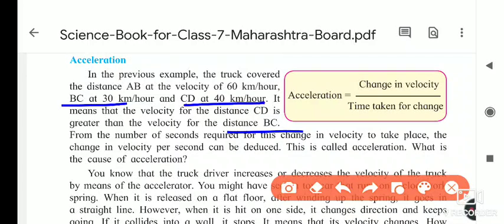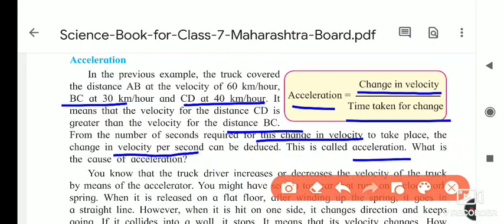From the number of seconds required for change in velocity to take place, the change in velocity per second can be deduced. So what they told you: the number of seconds required for the velocity to change. Every second the velocity is changing, and that change in velocity per second can be deduced, and this is called acceleration. So what is acceleration? Change in velocity upon time taken for change.